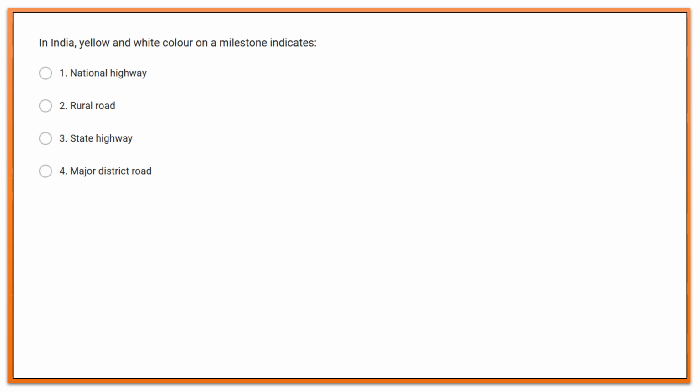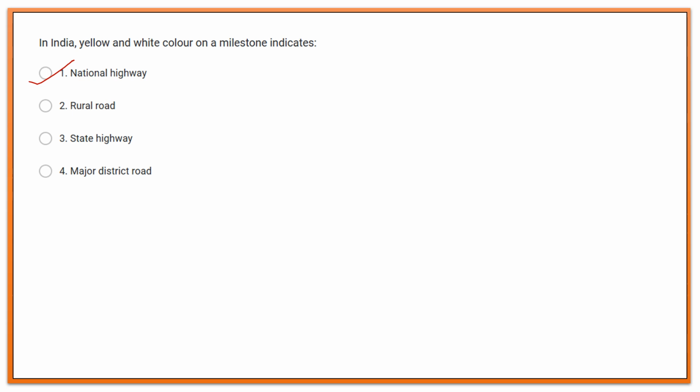First question, in India, yellow and white color on milestone indicates. So for different kinds of highway, different colors are given to milestones. For national highways, the color is yellow and white. So here the first option is correct.